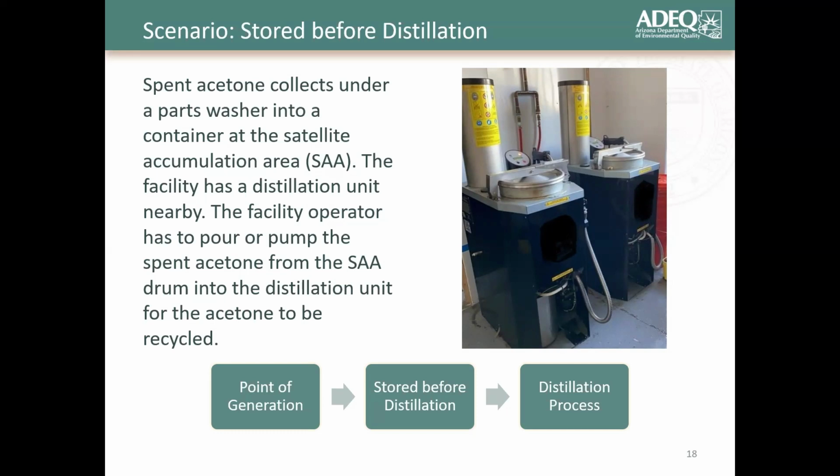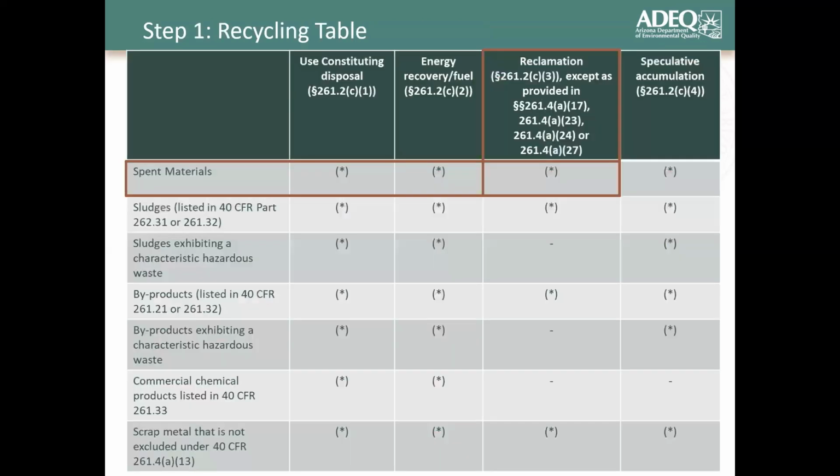Okay, now that we have that established, let's go to our first step in the order of operations. The acetone is a spent material that will be reclaimed in the distillation unit. Let's check the recycling table. The spent acetone is a spent material and it is being reclaimed or recycled through distillation. If you connect these two on the recycling table, you will see a star.